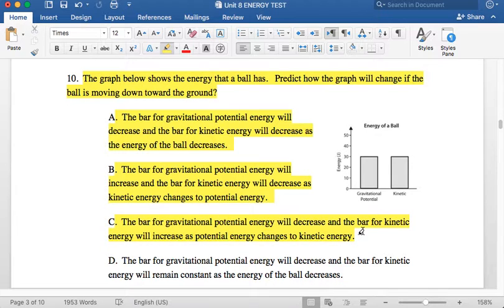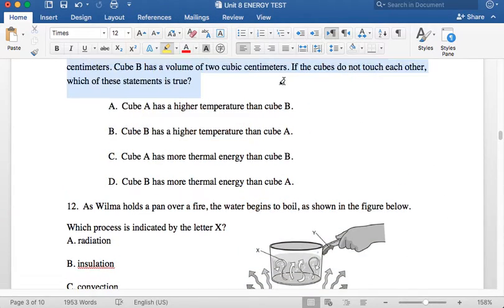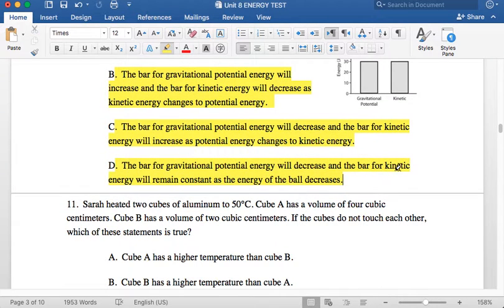C. The bar for gravitational potential energy will decrease and the bar for kinetic energy will increase as potential energy changes to kinetic energy. So this time gravitational would go down and kinetic would go up. And lastly, D. The bar for gravitational potential energy will decrease and the bar for kinetic energy will remain constant, so the same, as the energy of the ball decreases. So this one would go down and this one would remain the same.